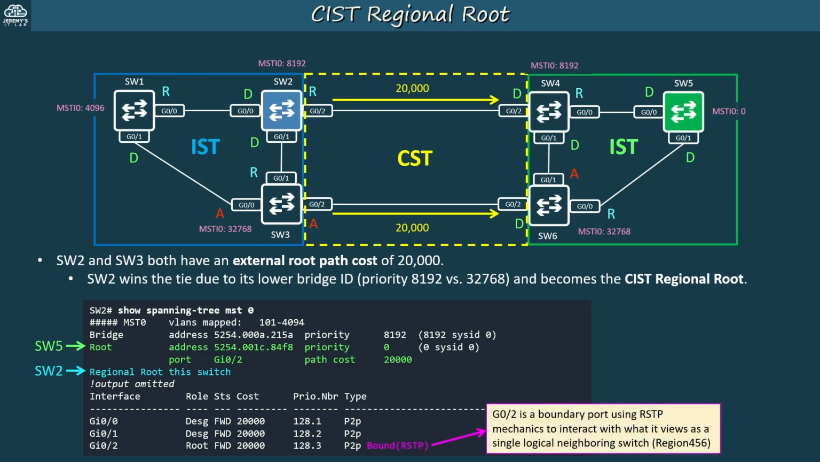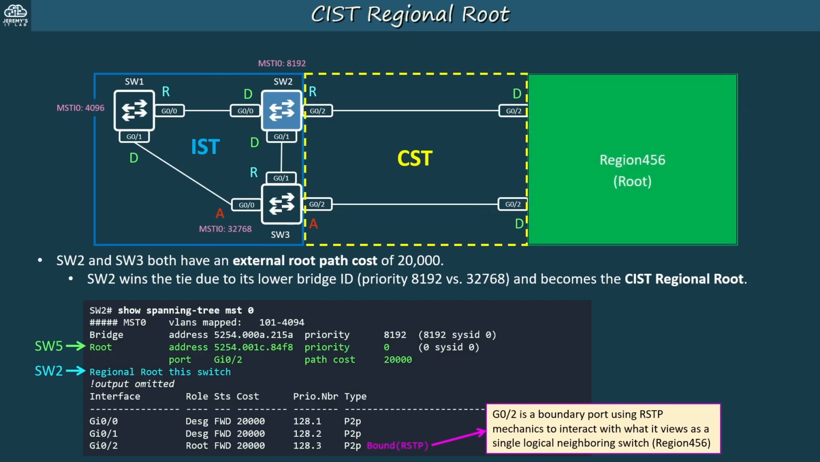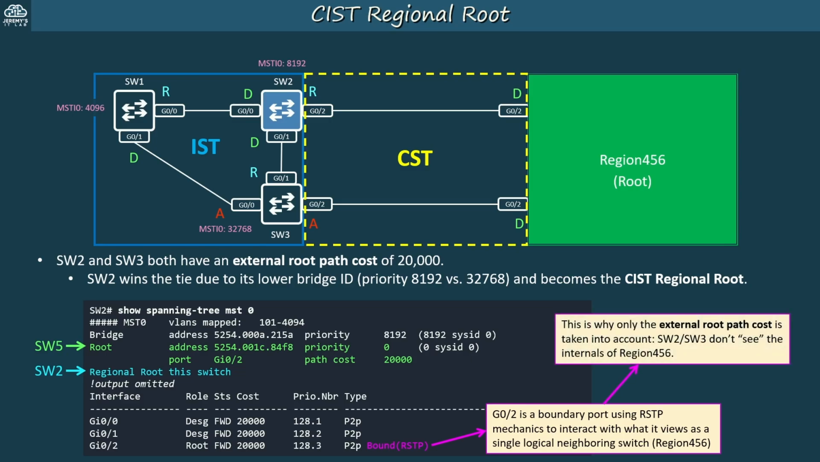This means that G02 is a boundary port, and it uses RSTP mechanics to interact with what it views as a single logical neighboring switch, Region456. Remember what I said earlier. Each MST region appears as a single switch to the outside world. So switch 2 and switch 3 see Region456 as one logical unit. And this is why only the external route path cost is taken into account. Switch 2 and switch 3 don't see the internals of Region456.